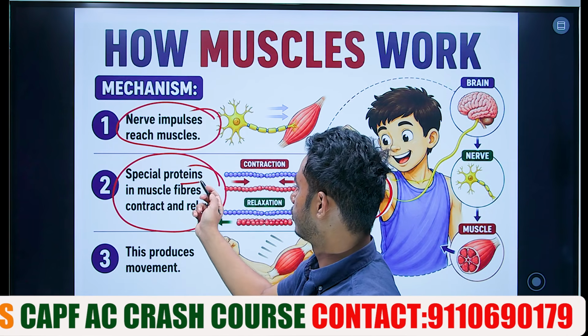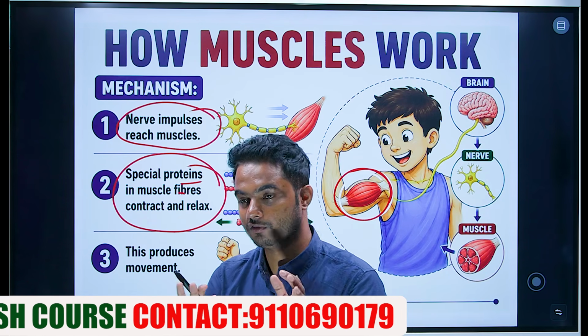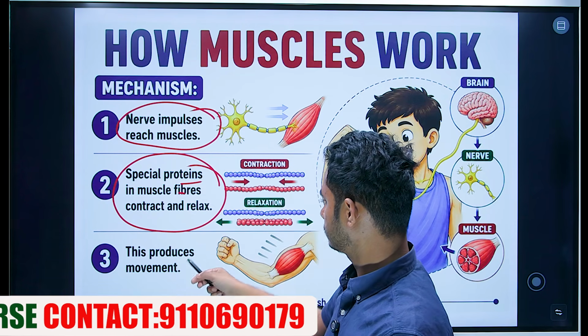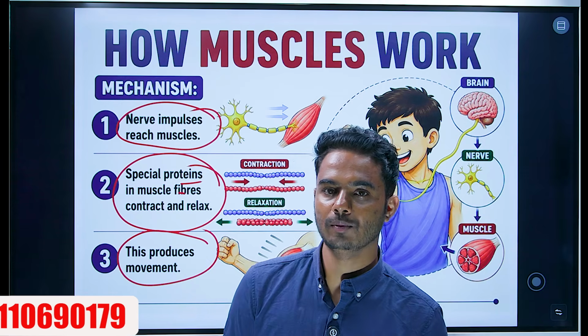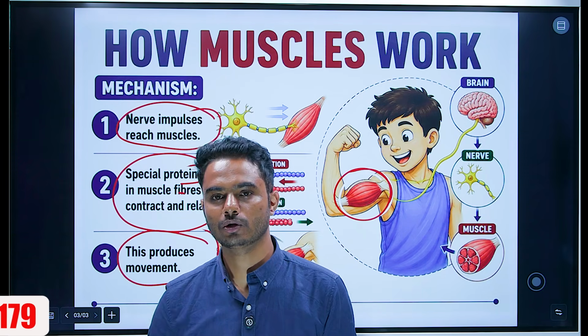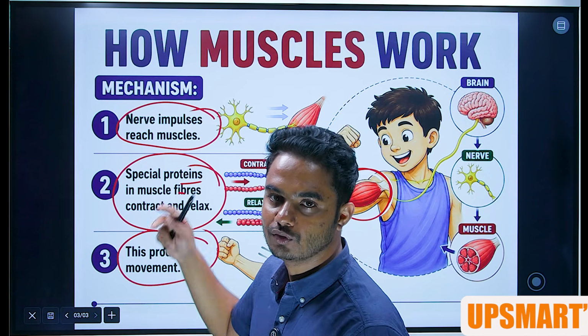Again, special proteins are released for this work. Okay, it's not so easy. A protein should be released for this work. Next, this produces the movement. That is how your body will do the movement. That is how you can walk. That is how you can sleep. That is how you can maintain a posture in a chair. Easy. That is how the muscle works.